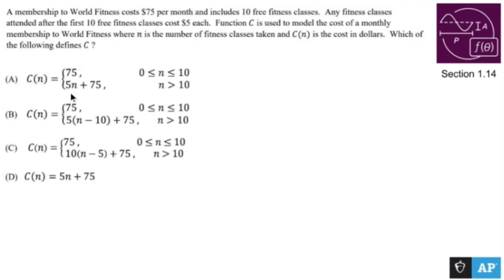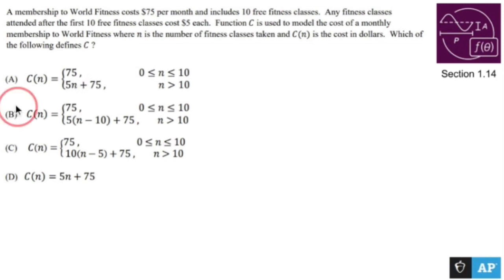So the devil is going to tempt you to say the answer is A, because between 0 and 10, it's $75, and once you exceed 10, it's going to be an additional $5 more. But what this does is, if I were to plug in 11, I would do 5 times 11 plus 75, which means 11 classes would cost like $100 and some dollars, and that's simply not true.